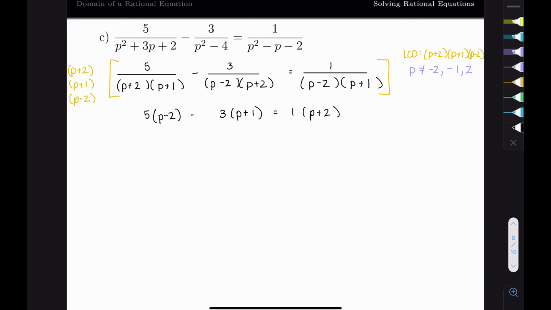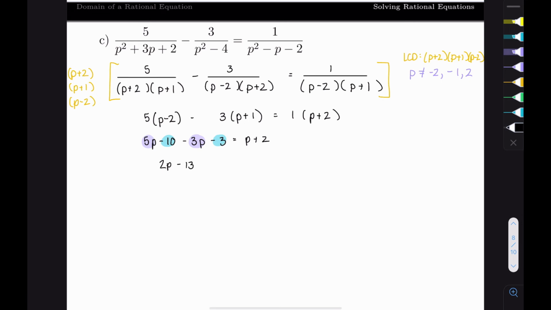So again, we've simplified our equation now to something that is linear. We go ahead and distribute each of these values. So that's 5p minus 10. Distributing this minus 3 is minus 3p minus 3. And then distributing a 1 does nothing. It's just p plus 2. So condensing our like terms over here, 5p minus 3p gives us 2p. Negative 10 minus 3 is minus 13. And then we still have p plus 2.